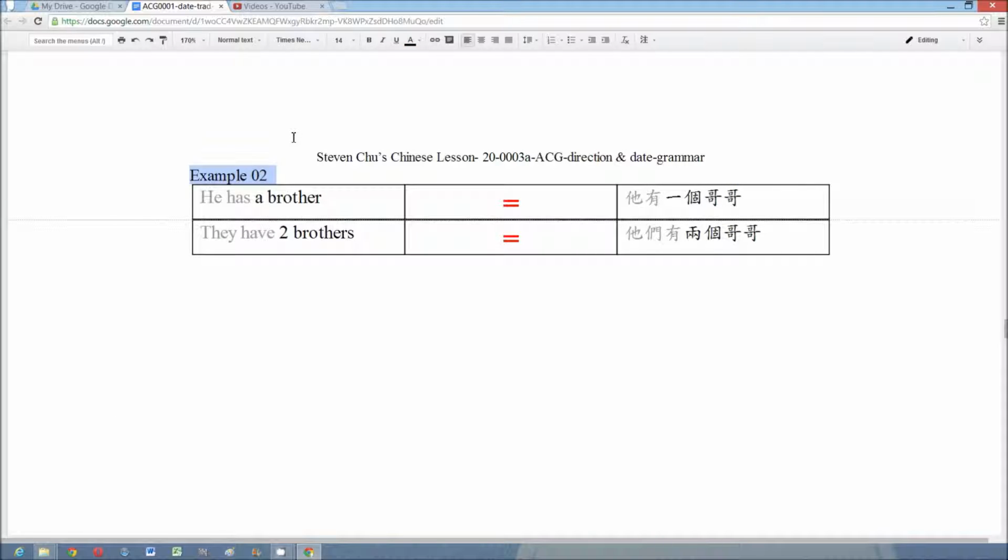Another example, he has a brother. 他有一个哥哥. This is the singular pronoun, but we don't have to change the verb 有. Another example, they have 2 brothers. 他们有2个哥哥. This shows the plural situation, but also we don't have to change the verb 有.